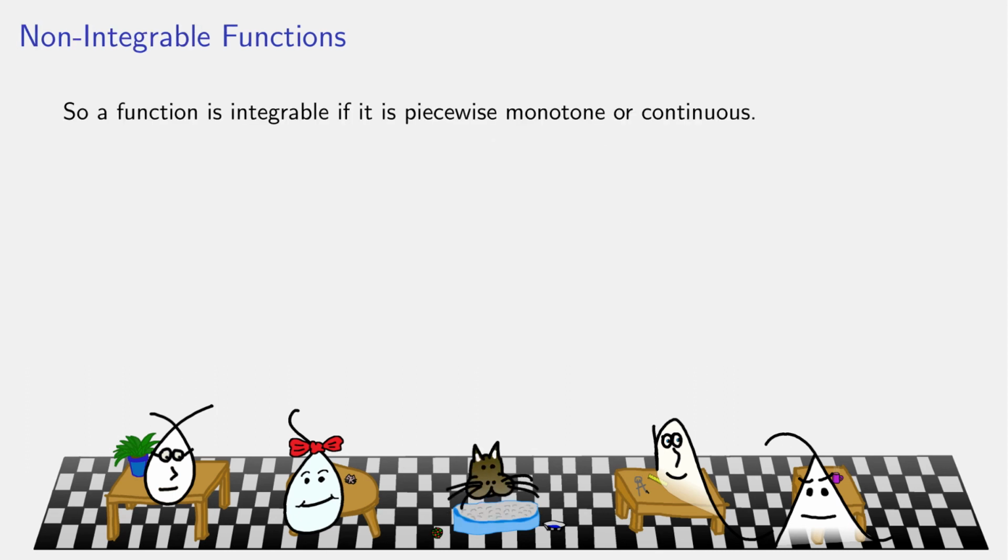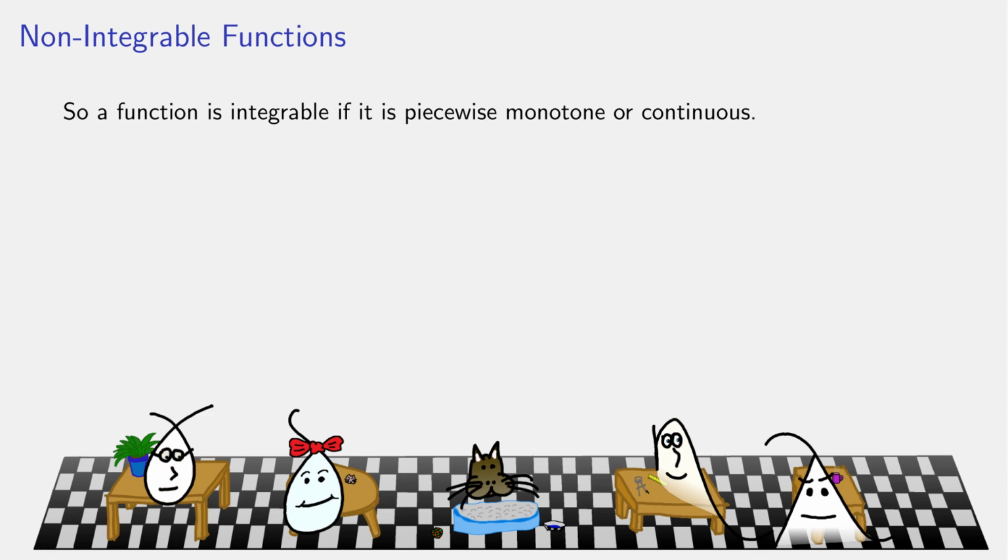So a function is integrable if it's monotone or if it's continuous. But we also know that we can glue functions together. If a function is integrable on one interval and it's also integrable on the next, I can glue them together. So if a function has an interval where it's monotone, then an interval where it's continuous, then an interval where it's monotone, then an interval where it's monotone, I can glue them all together. Anything that is piecewise monotone or piecewise continuous, or piecewise combination of monotone or continuous, is integrable.